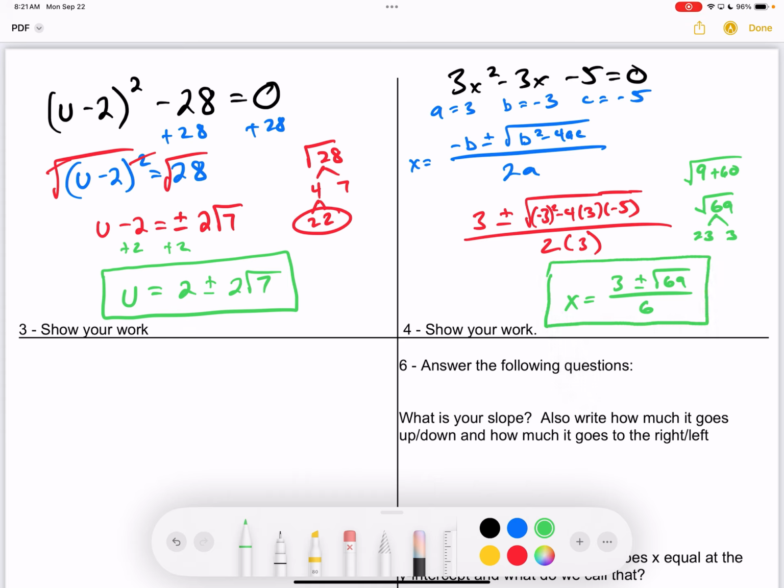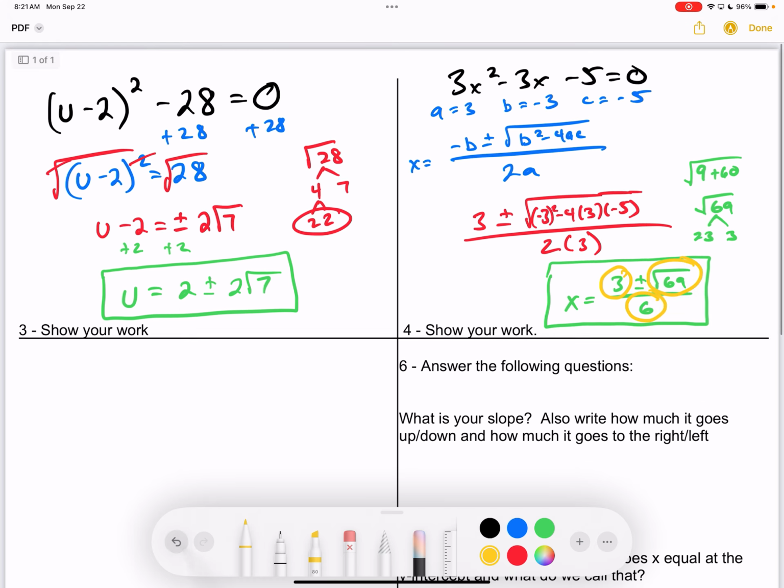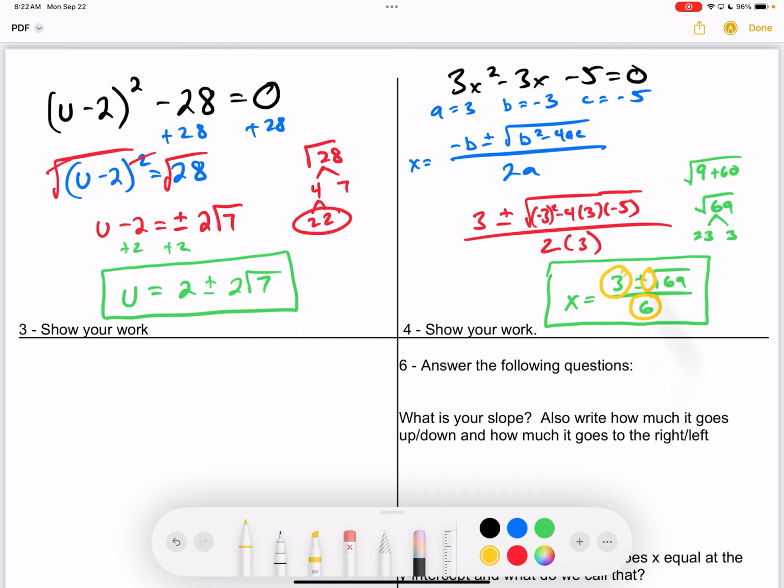You do not simplify the 3 and the 6 because you have this term right here. You would only simplify it if there was a number outside the radical and those 2 could all be divided by something. So all 3 of them have to be divided by something.